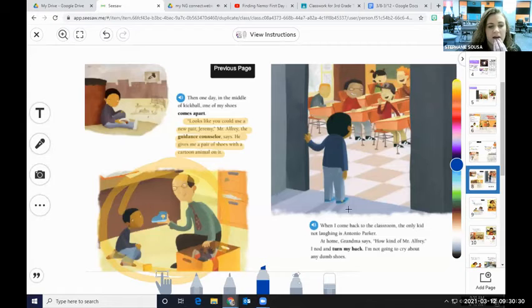At home, I'm going to highlight that right there: the only kid not laughing is Antonio Parker. So here's Antonio. The rest of the class is laughing at Jeremy's cartoon shoes, but Antonio Parker is not. That gives me some clues about Antonio, that he's different from the other kids. He's also showing kindness. Everyone else is laughing at Jeremy, but Antonio is not. That gives me a clue about his character traits.